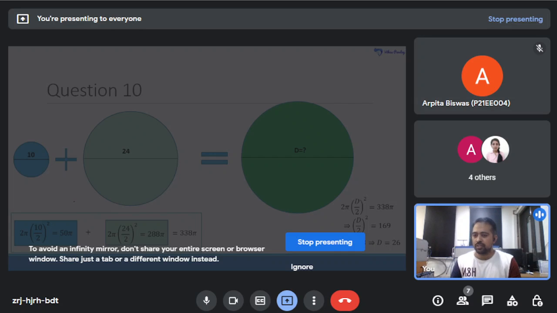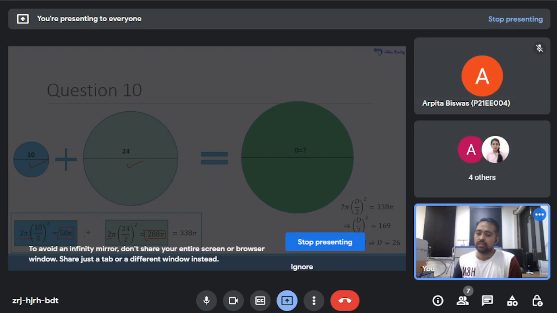So we have two circles. One has a diameter of 10 centimeters, another has a diameter of 12. So we will find the area of both. So 5, 10 by 2 because it is the radius. So we get 5 squared, 25, multiplied by pi. Similarly, for the second one, 6 squared, that is 36, so we get 36 pi.